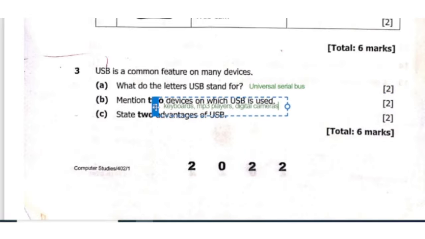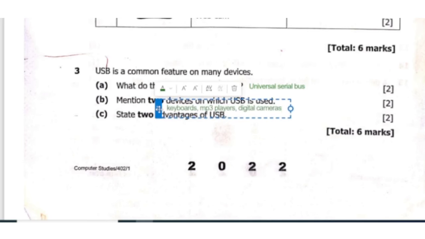I'm going to put the answers here since I want to make sure that they are clear to everyone. Then we say, state 2 advantages of USB.